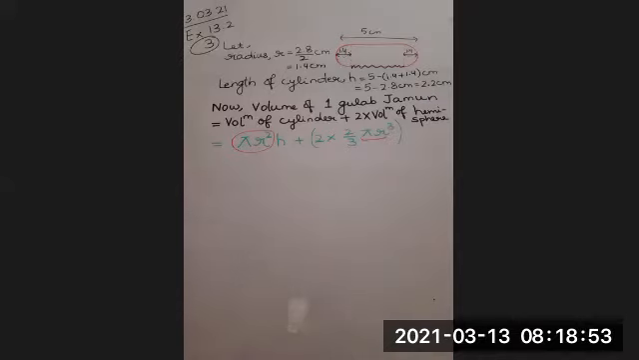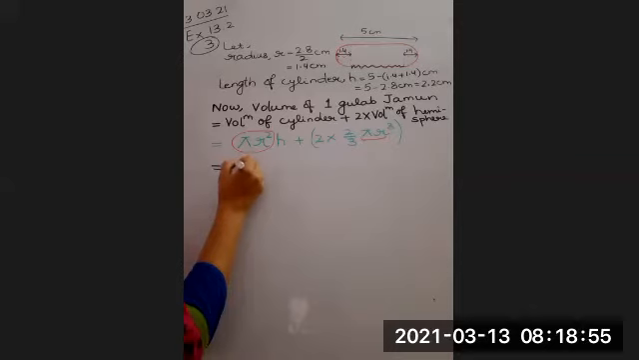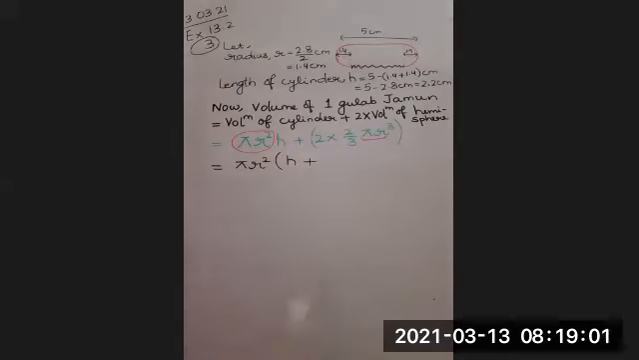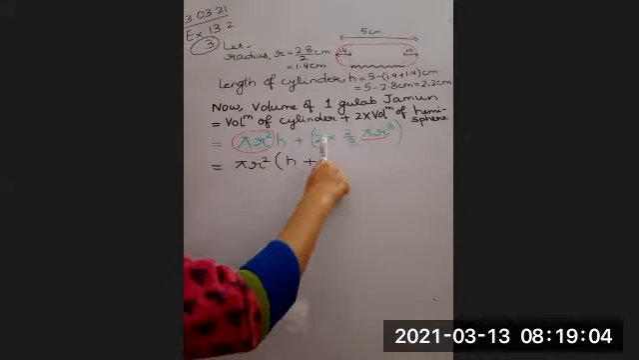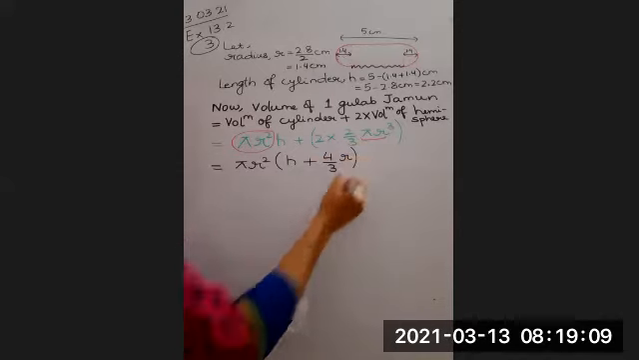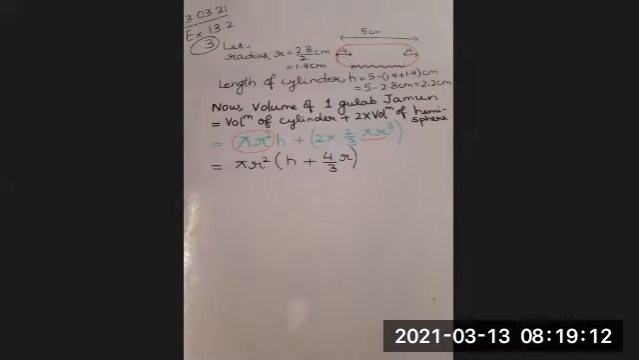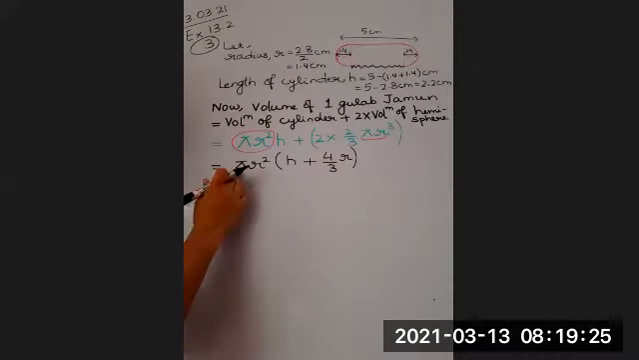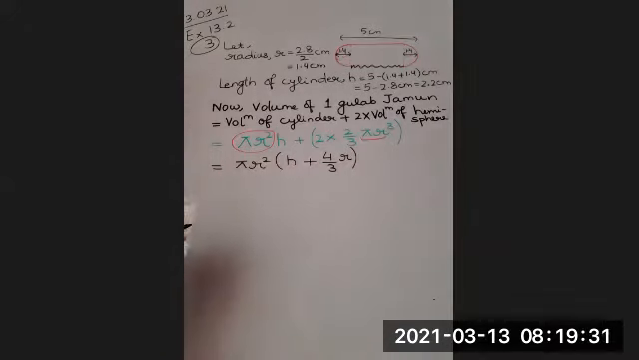So this becomes pi r square in the bracket h plus what is left here? 2 into 2, 4 by 3 r. Okay. Is that clear? Now, I would say let us do all the steps. In the end, we will do the calculations. So this is pi r square h plus 4 by 3 r. ठीक है बेटा?